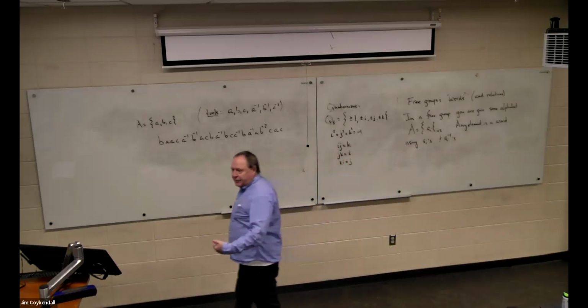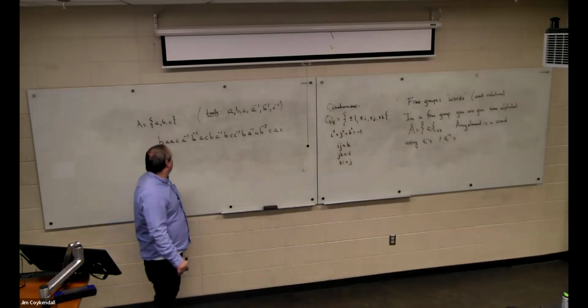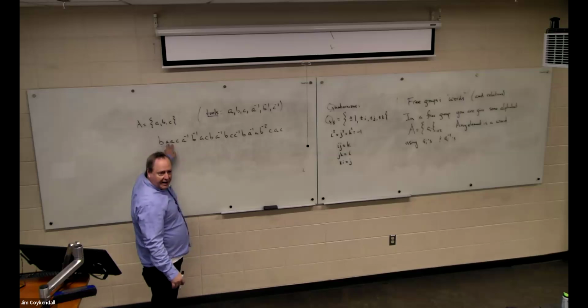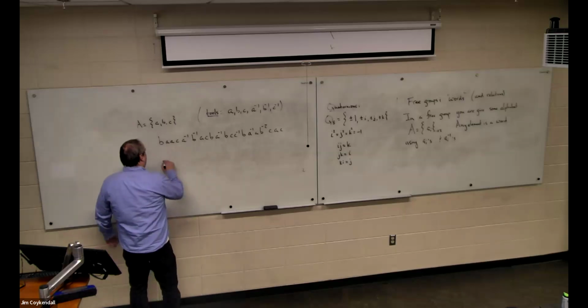Now, I will allow myself 2 ways to shortcut this. If I ever see the same symbol together, I can call this A squared.